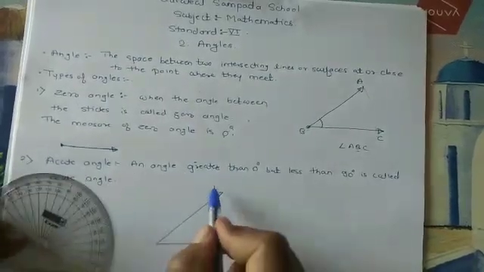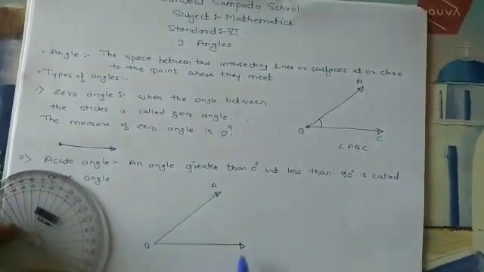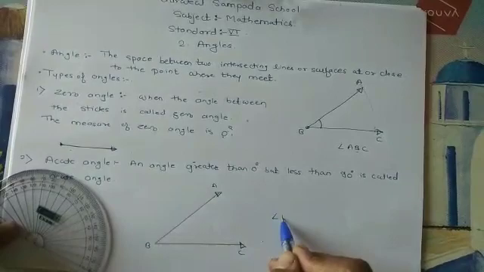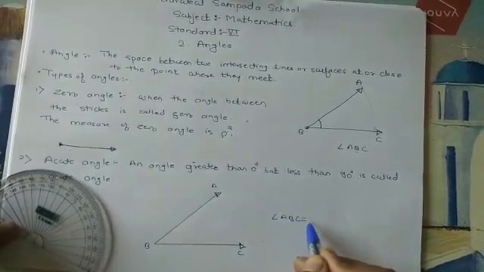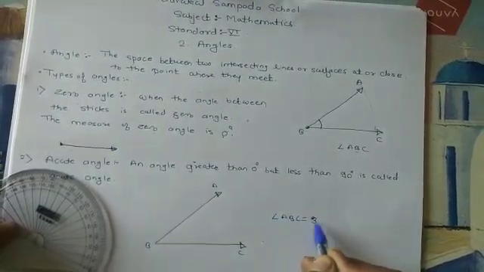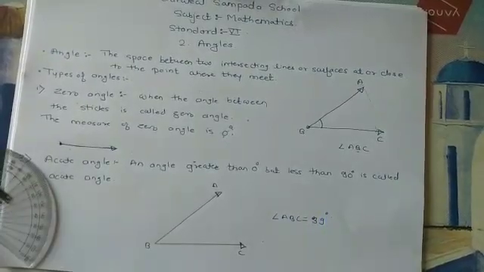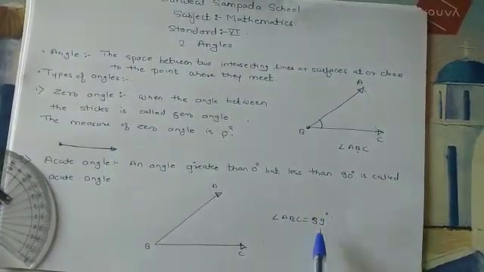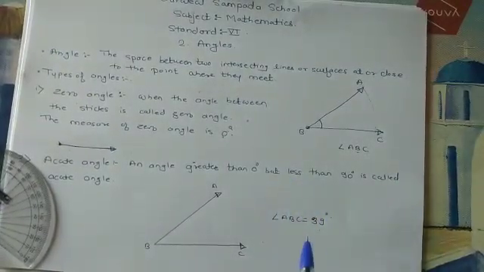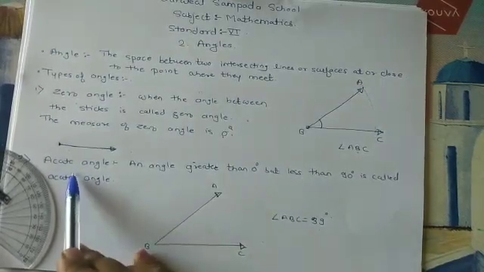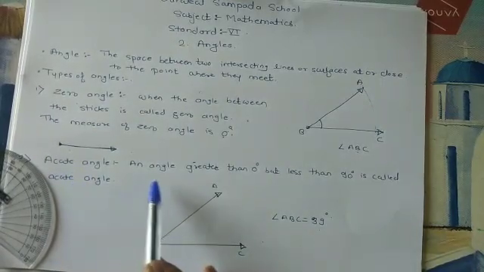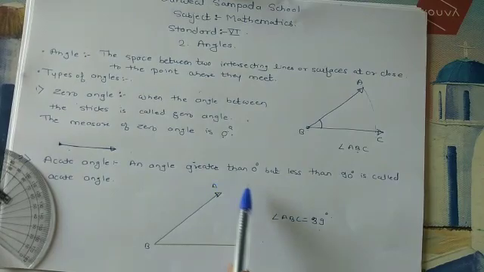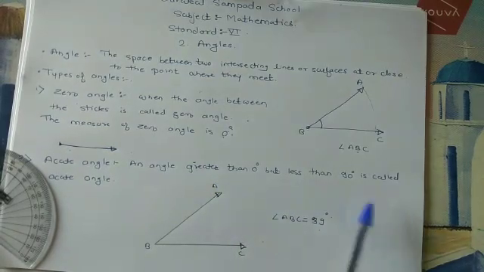If I give the name angle ABC to this angle, you have to write angle ABC is equal to 39 degree. So this value 39 lies between 0 and 90. So this angle is called an acute angle. What is an acute angle? An angle greater than 0 degree but less than 90 degree.